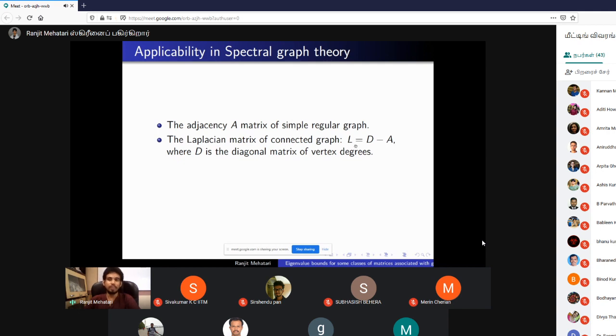The Laplacian matrix is defined to be L equals D minus A, where D is the diagonal matrix of vertex degrees. The Laplacian matrix has each row sum equal to 0. So we can definitely apply those observations to the Laplacian matrix also, and then we can apply the result to the normalized adjacency matrix, where the normalized adjacency matrix of a connected graph is defined to be D inverse A.